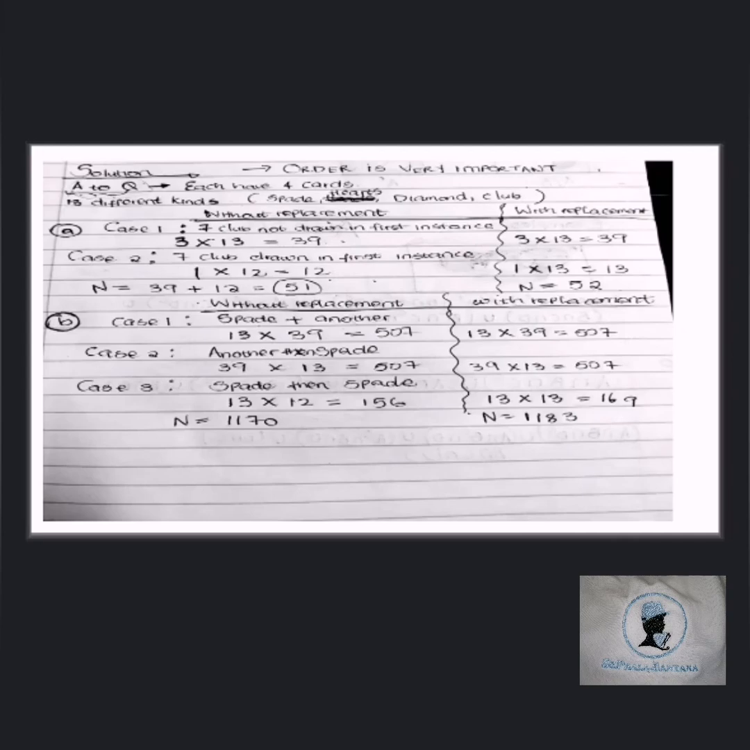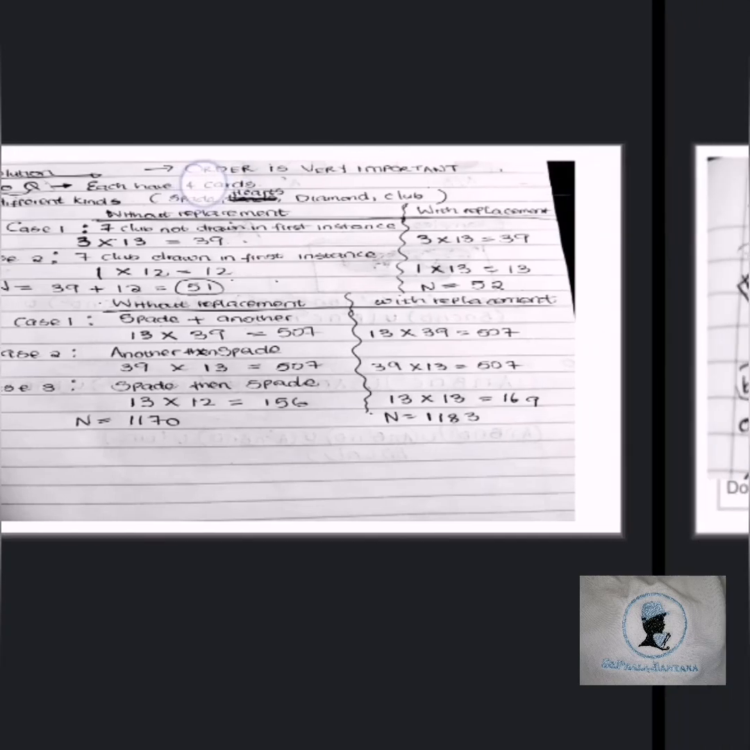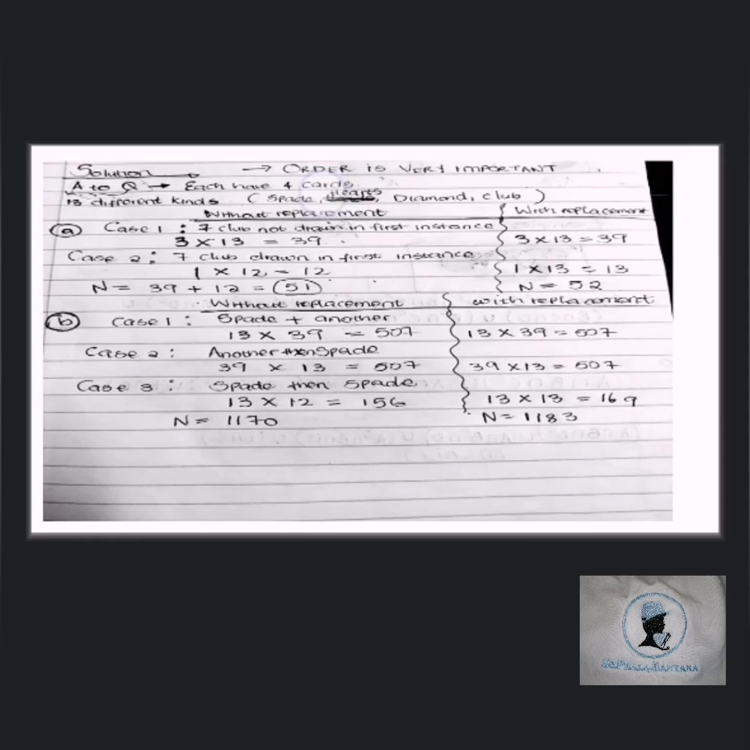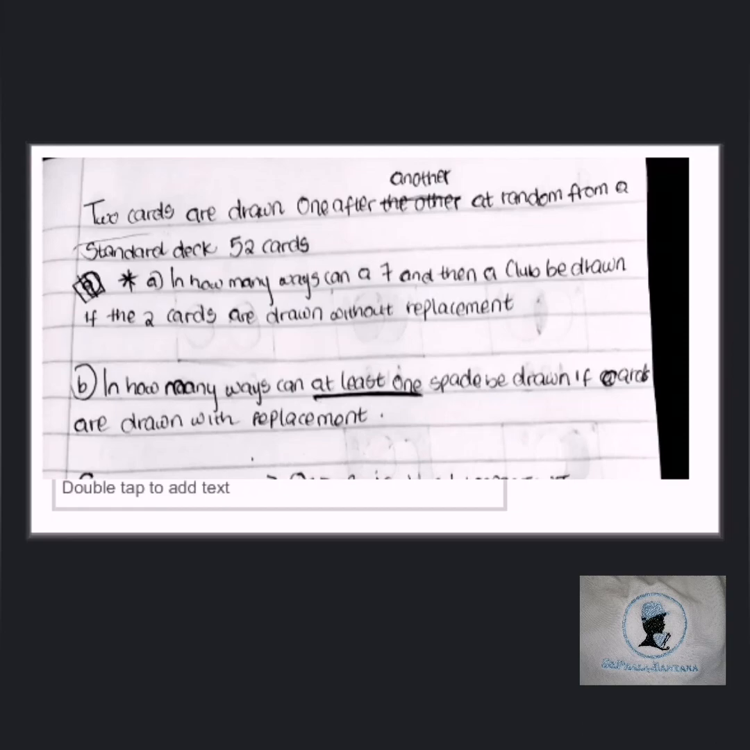I don't know if I'm making sense. Let's say we have 4 aces, we have 4 kings, and so on. And of the 4 cards of, let's say, kings or queens, we know that we have one that is a spade, hearts, diamond, and clubs. So it just required you to know these things here. So A said, in how many ways can a 7 and then a club be drawn if the 2 cards are drawn without replacement?